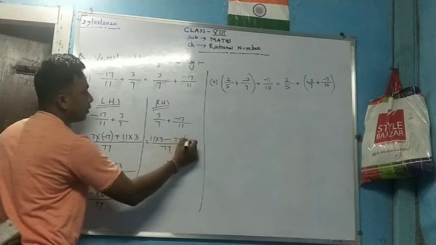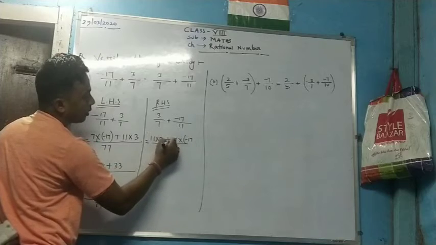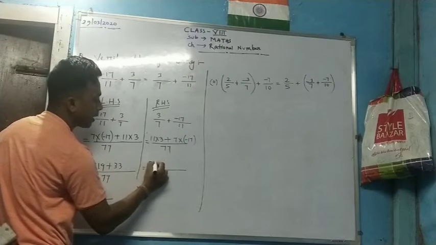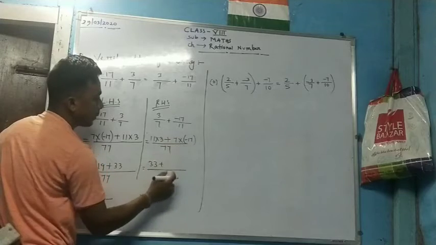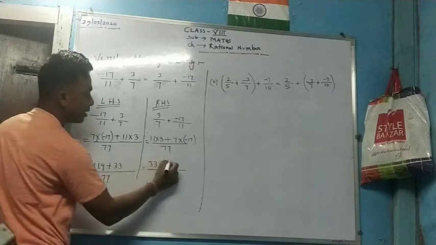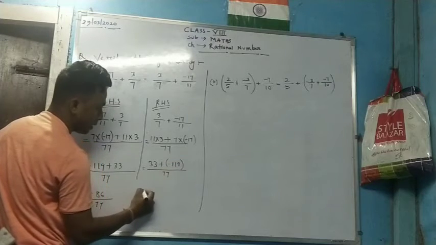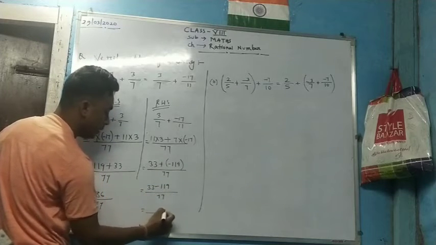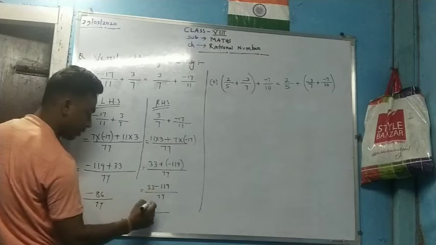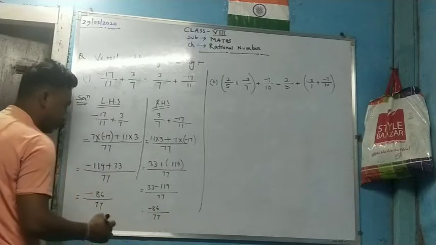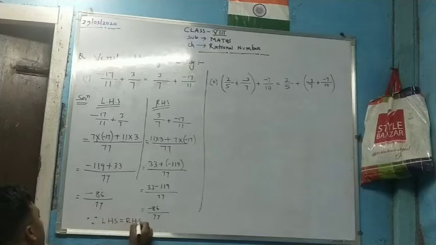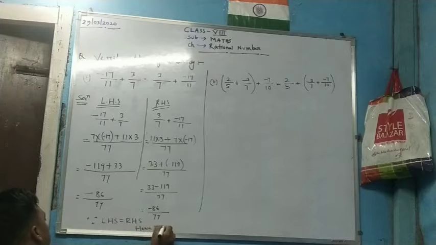So 11 3 is 33 plus 7 into 17, minus 119 by 77. So minus 33 minus 119 by 77. The answer will be 86, minus 86 by 77. So I have to write, since left hand side is equal to right hand side, I'll just write hence verified.